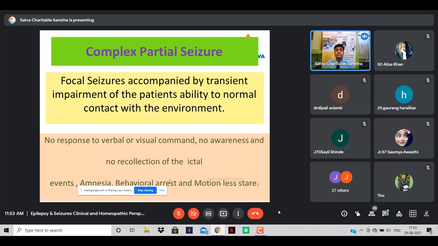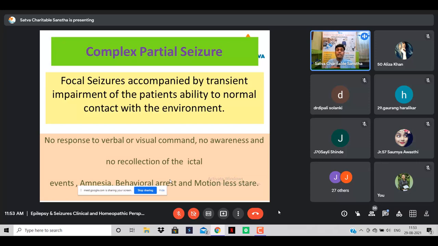These are focal seizures accompanied by transient impairment of the ability to make normal contact with the environment. The person will not have normal contact, that means the consciousness is lost. During the episode, the person will not have any response to verbal or visual command. There will be no awareness and no recollection of the event once the person is out of this episode, and there may be a loss of memory.